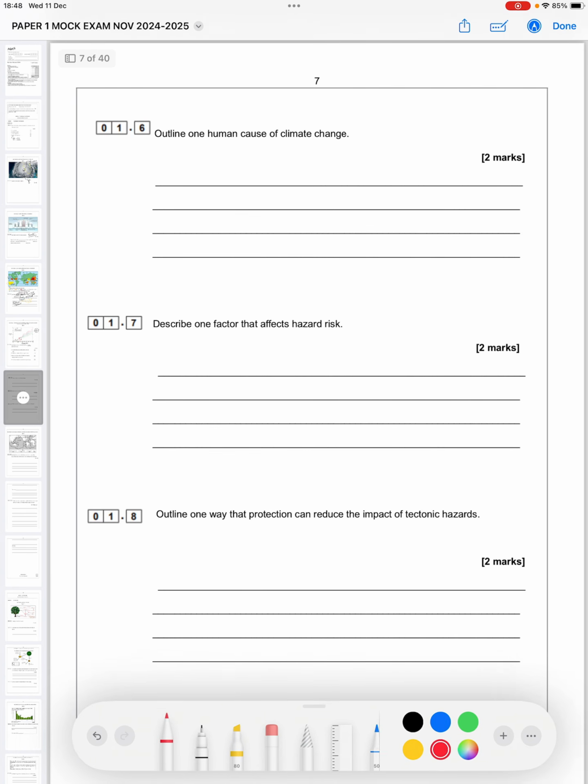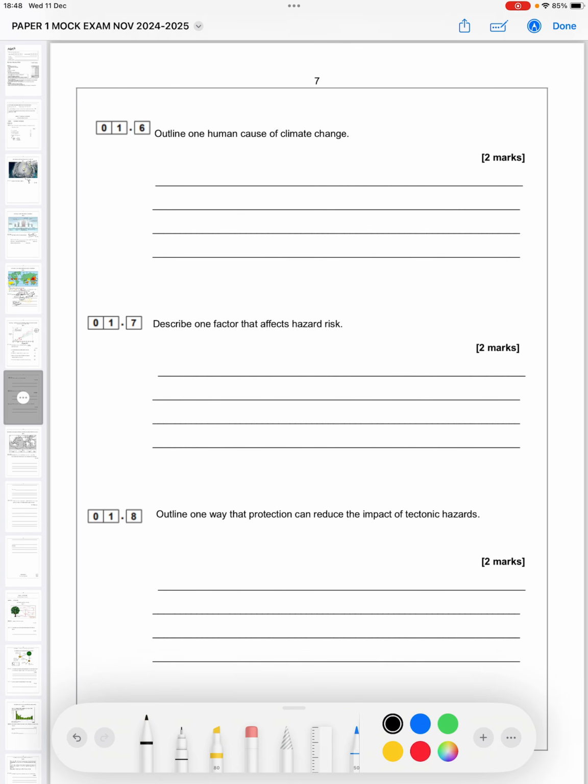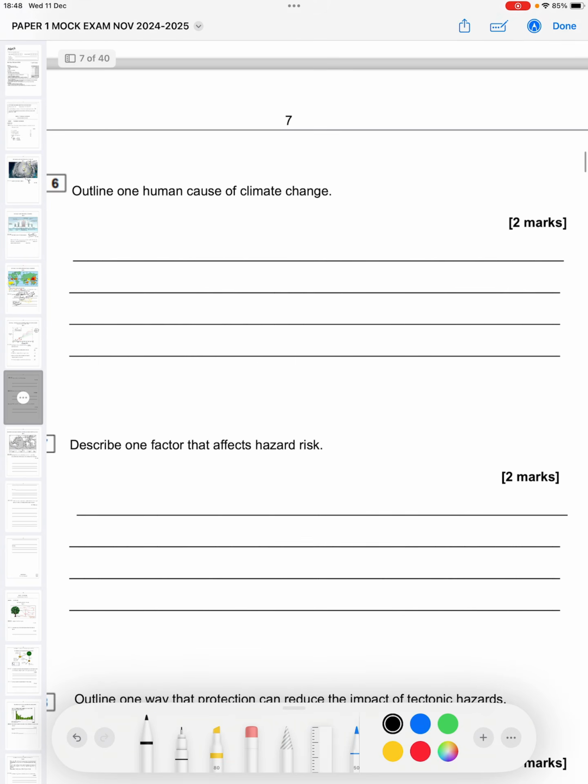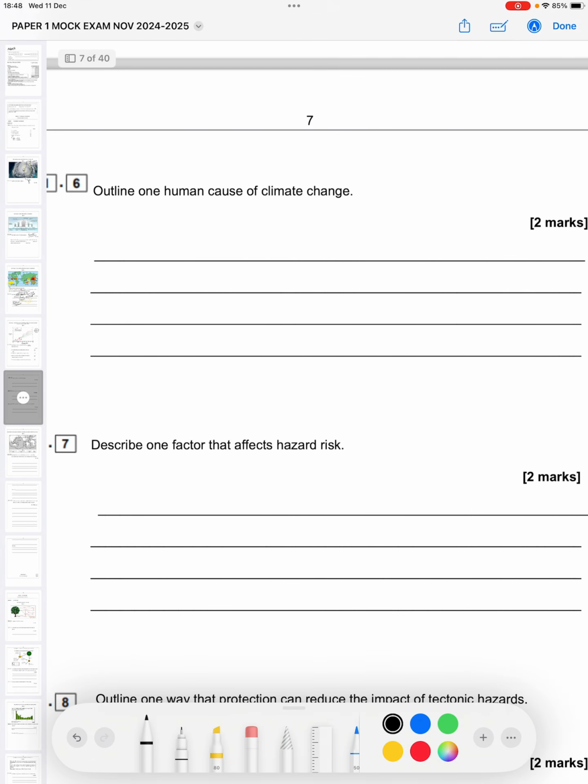Right, we've got here a nice run of 2 markers. We can really work with these a little bit. So let's have a look at the first one. Okay, outline 1 human cause of climate change. So we are thinking here, outline is our command word. Now, outline is basically a hidden explain. It's basically just wanting to explain human cause of climate change.